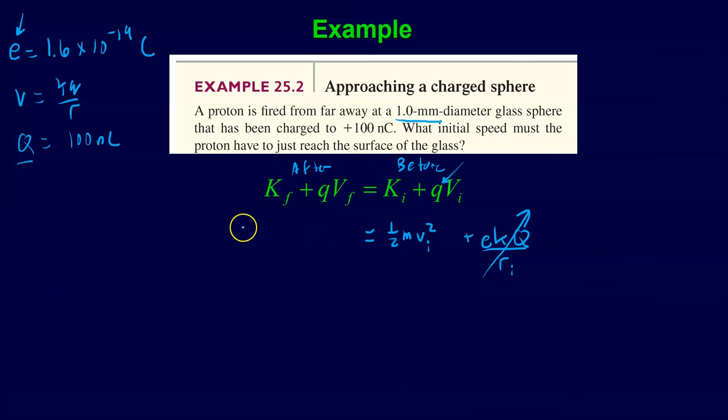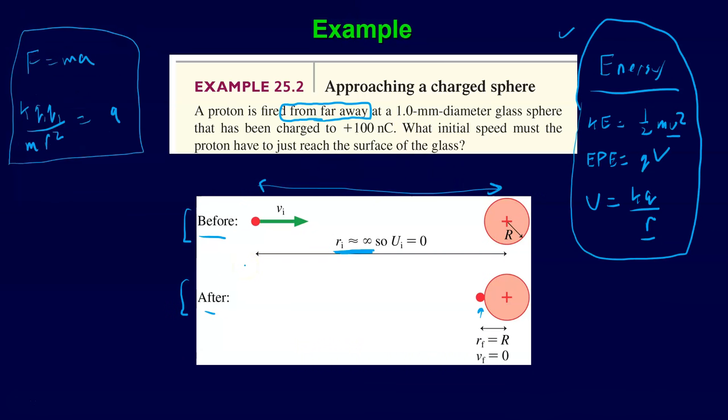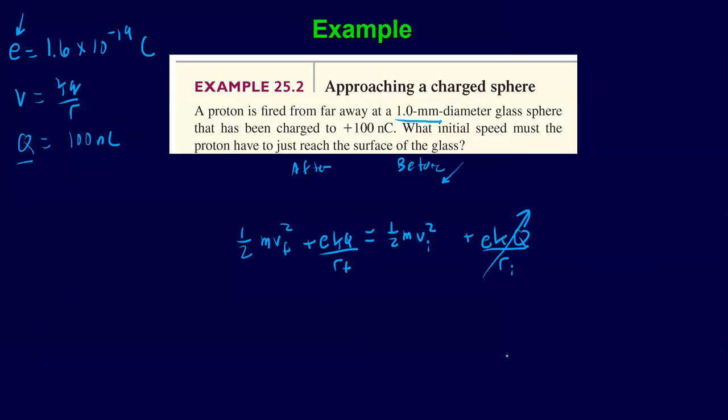Now over here on this side, we'd have 1/2 mv final squared, plus again the charge E, and our potential equation is K big Q, now over R final. Now in this case, if you go back to our picture, what we want is to find the initial speed the proton must have to just reach the surface of the glass. So that means at that point, our V final is 0, which in turn means that this term here is 0, and then that R final is just the diameter of the glass sphere, so 1.0 millimeters, something like that.